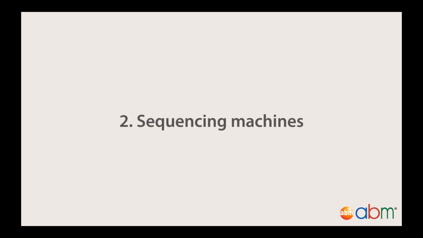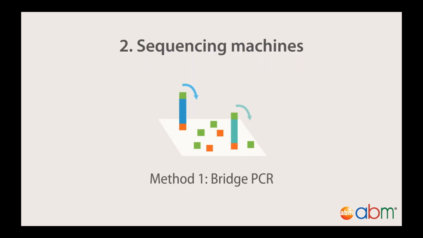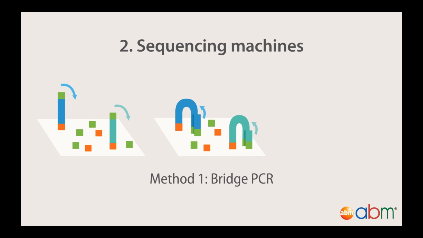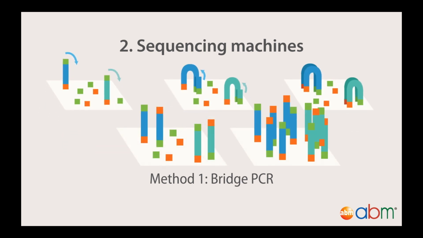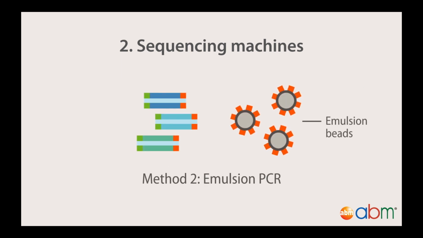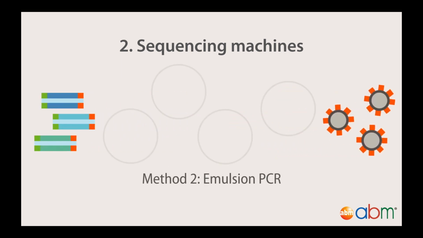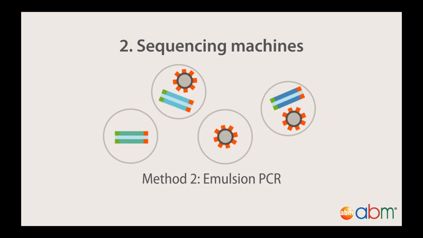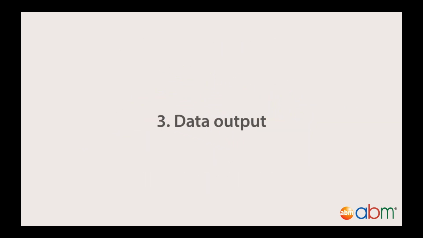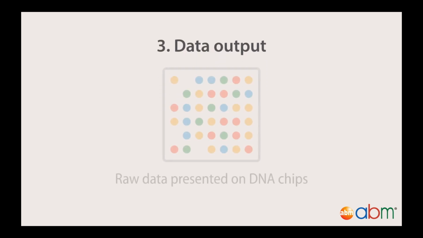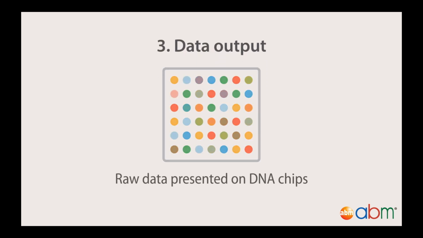2. Sequencing machines. Each library fragment is amplified on a solid surface with covalently attached DNA linkers that hybridize the library adapters. This amplification creates clusters of DNA, each originating from a single library fragment. Each cluster will act as an individual sequencing reaction. And 3. Data output. Each machine provides the raw data at the end of the sequencing run. This raw data is a collection of DNA sequences that were generated at each cluster.